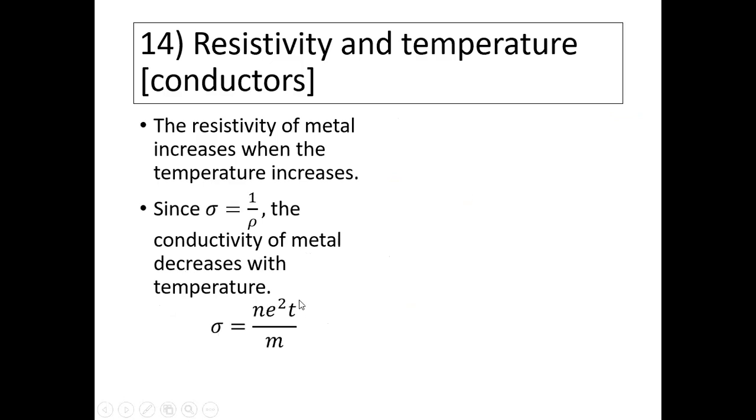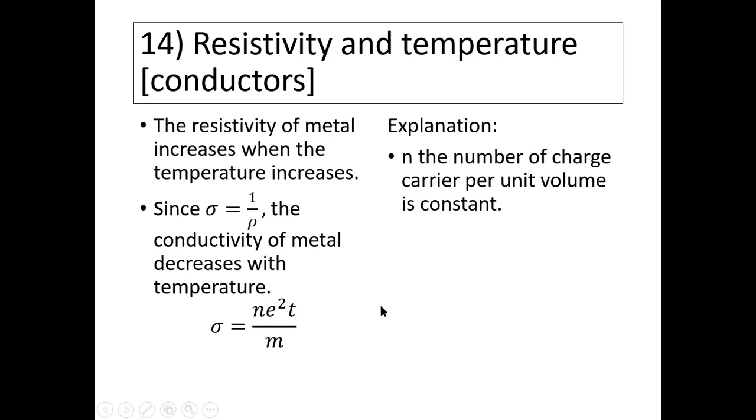Okay, let's try to explain why this happens. Right? There's the formula we derived earlier. That's the mass of electron. There's the charge on electron. There's the number per unit volume. There's the time between collisions. Explanation. Right? Why, as our temperature increases, our conductivity decreases. Right? N is the number of charge carriers per unit volume.